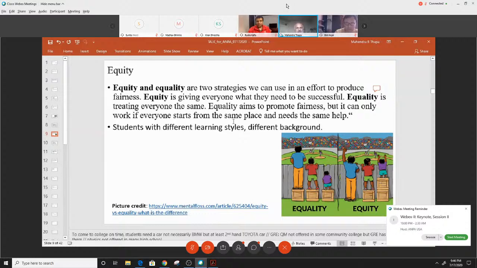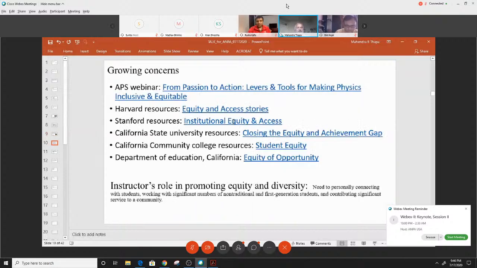So equity is the big issue these days. So this is the very big issue these days. So we can find tons of materials on the web. So you can see a lot of things. So in community college, we are considering these kinds of things. So now to promote the equity and diversity, the college is also doing a lot of work. Now I'm presenting what our role is to promote the equity and diversity, especially in our physics class.